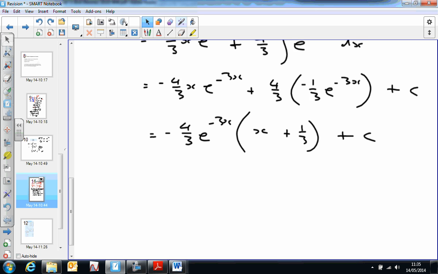If you've not tidied it up perfectly, or you've made a small mistake when you tidy up, well, then you won't lose marks really, because you've done the integral correctly. You can only gain marks by correctly tidying up.